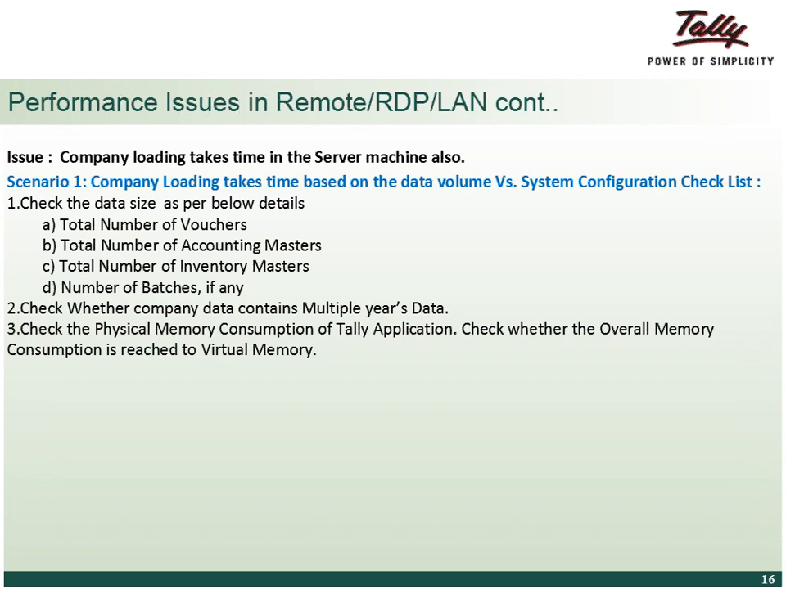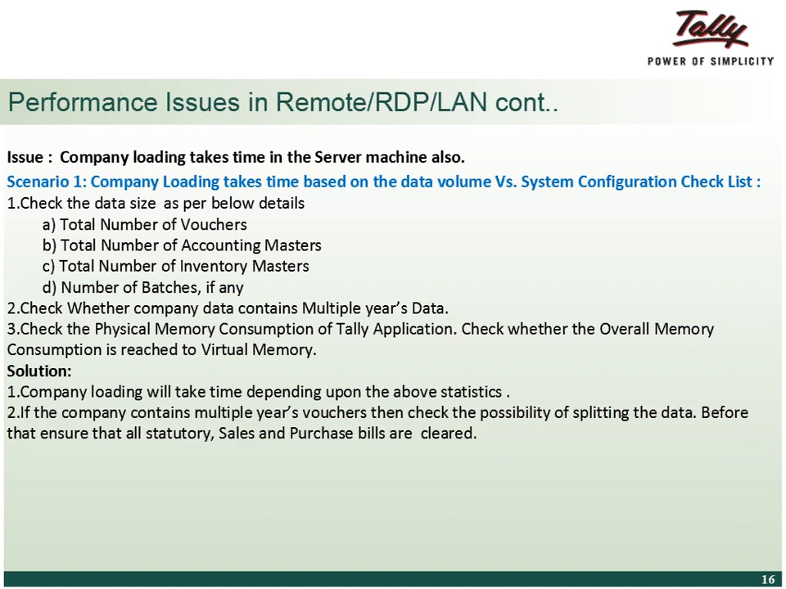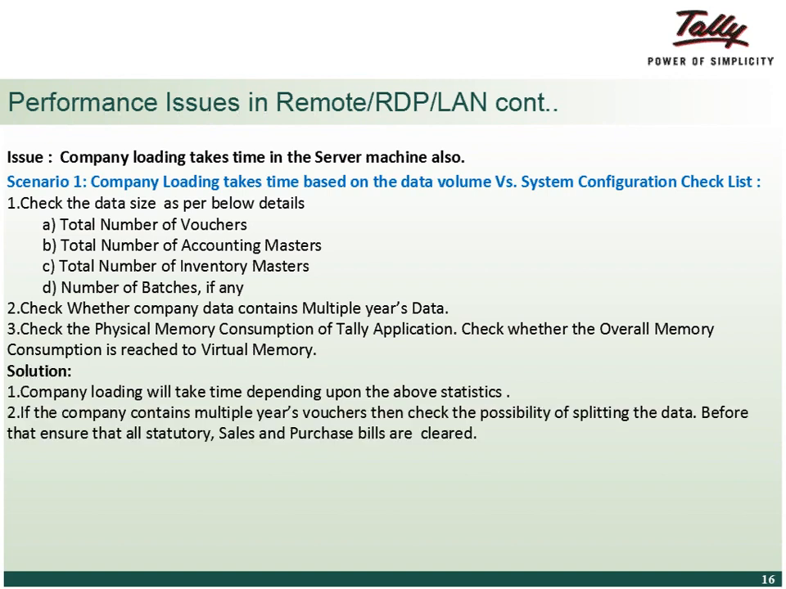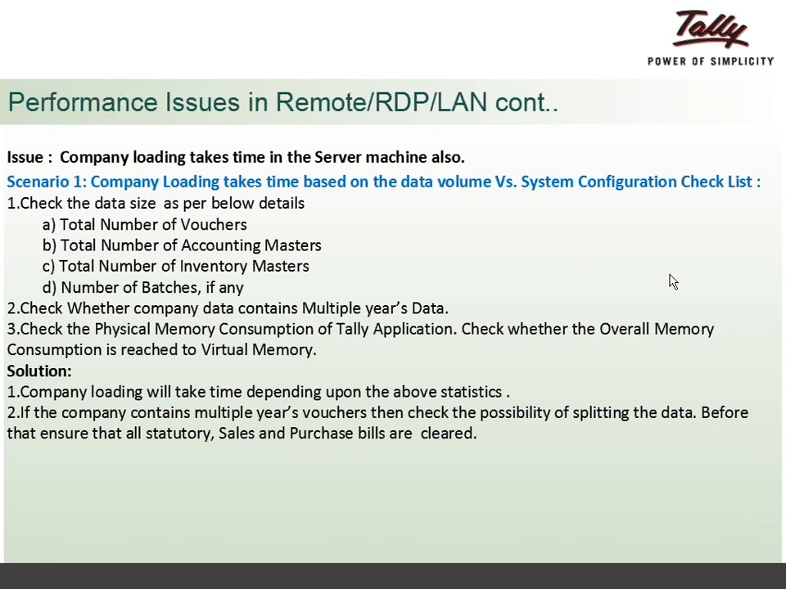So now let us see what is the solution that we can give to the customers who are facing the above issues. We need to inform the customer that company loading will take time depending upon the above statistics. That is nothing but the total number of vouchers, accounting masters, inventory masters, and batches if any. And if the company contains multiple years of vouchers, then check the possibility of splitting the data. Before that, ensure that all statutory sales and purchase bills are cleared.